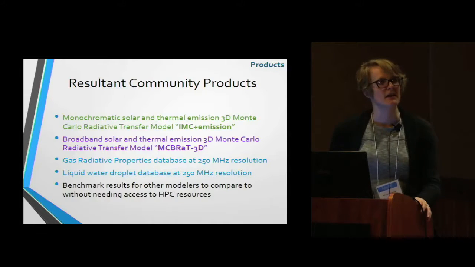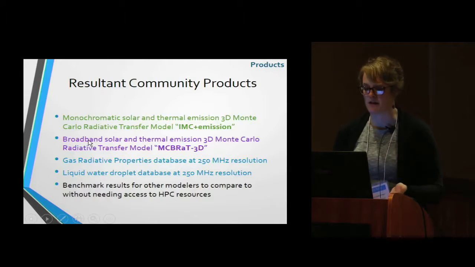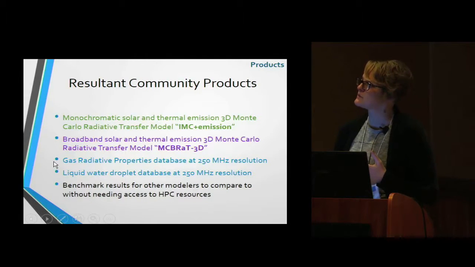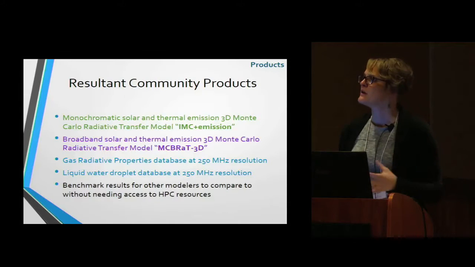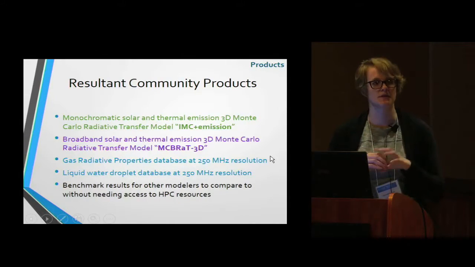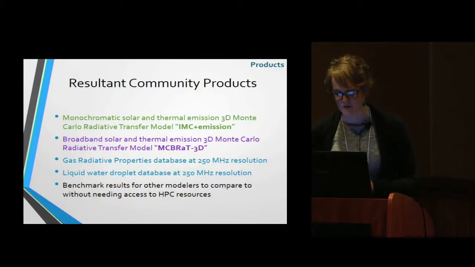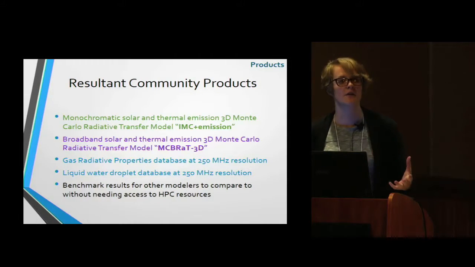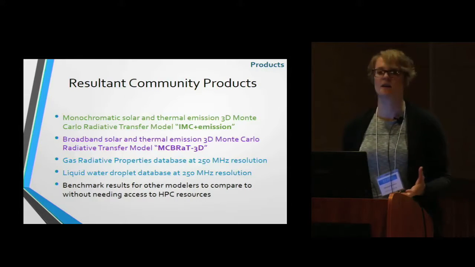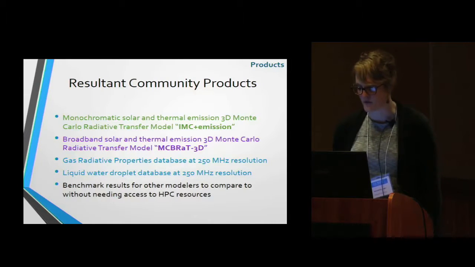So there were some community products that were unanticipated when I initially proposed this project. As I've already discussed, the monochromatic and the broadband models, I knew those were going to be outputs. But what I didn't anticipate was building these property databases and the fact that they could be useful not just for this application, but for other people. So the intention is to make these databases and the workflows to subset them also available as community products. I'm going to go into a little bit more detail about them in the next few slides. And then additionally, to provide benchmark results for other modelers to compare to, modelers who don't have access to resources like Blue Waters where they can't run the model on their own, but they can at least evaluate their own model with the output from mine.